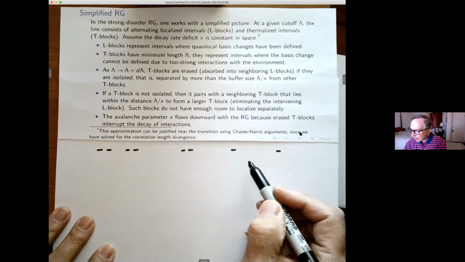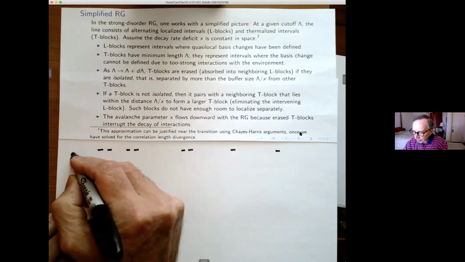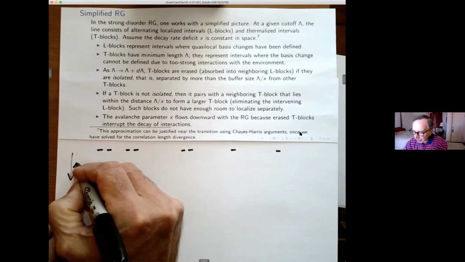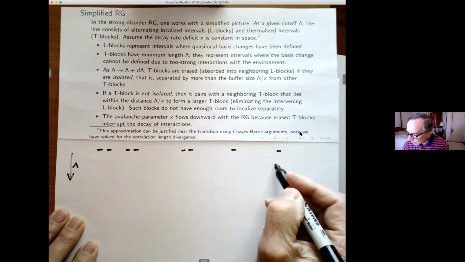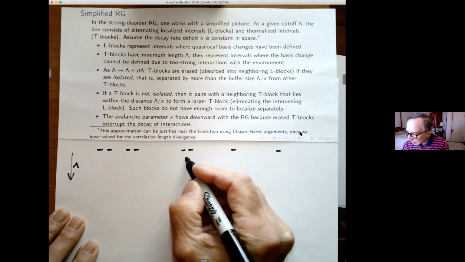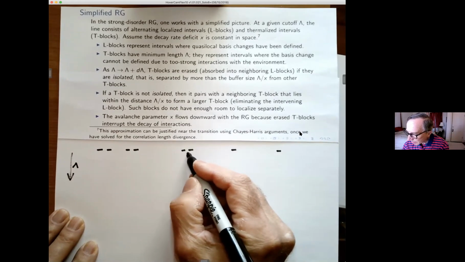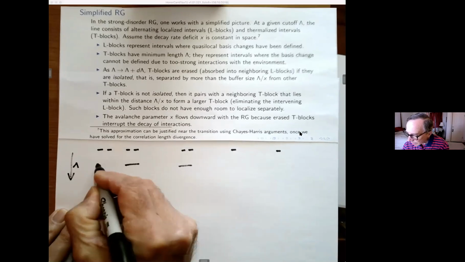So in this picture, let's say we're going down this direction. Lambda is increasing. As we increment lambda, these guys are isolated, so they are going to disappear. But the buffer zone is going to end up connecting these fellows. And so this is what it will look like.